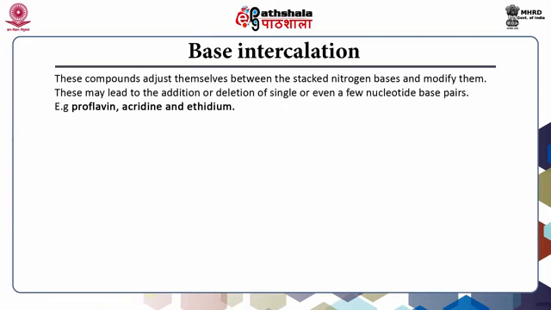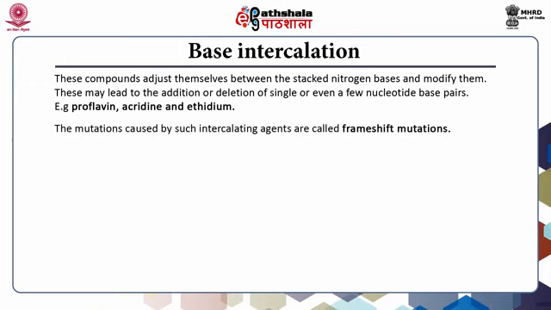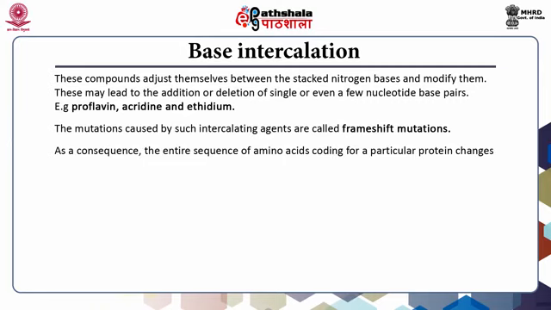These compounds adjust themselves between the stacked nitrogen bases and modify them, and these may lead to the addition or deletion of single or even a few nucleotide base pairs. Common examples of those compounds can be proflavin, acridine and ethidium. The mutation caused by such intercalating agents is called frame shift mutation. As a consequence, the entire sequence of amino acids coding for a particular protein gets changed.